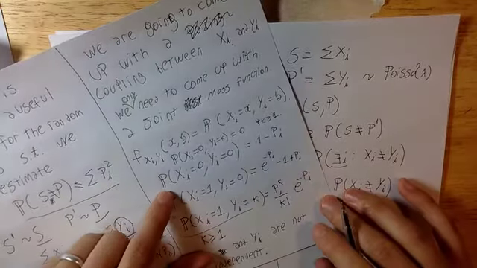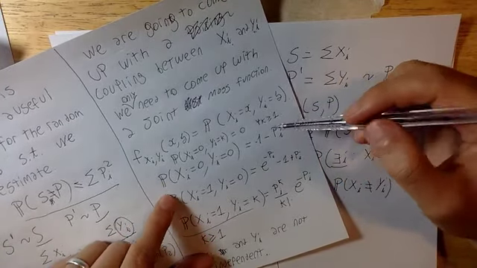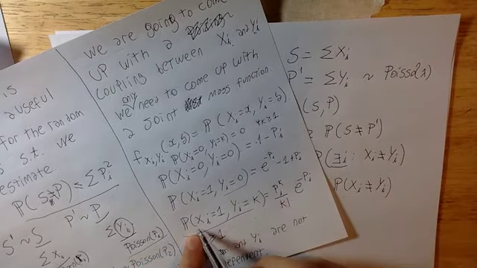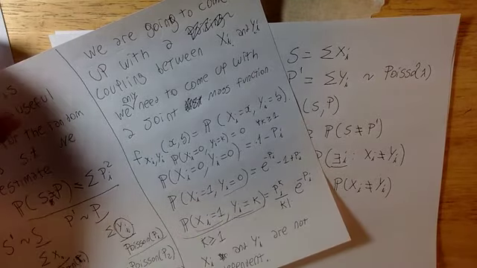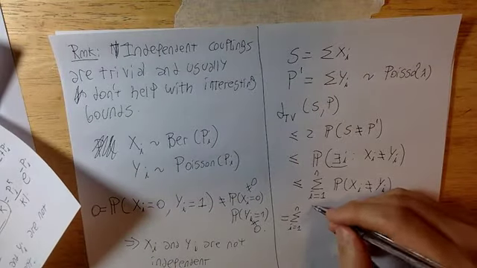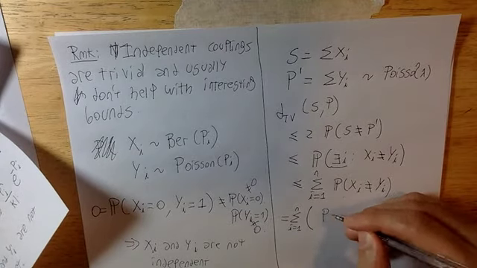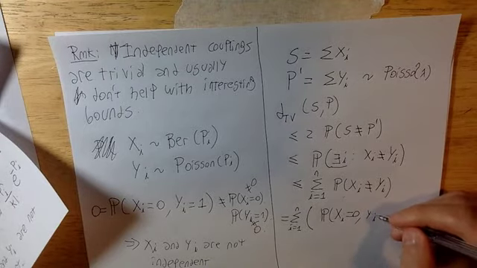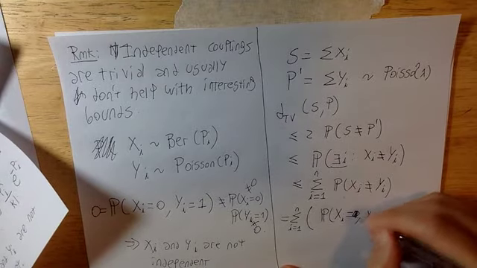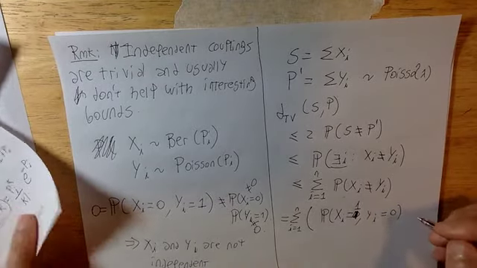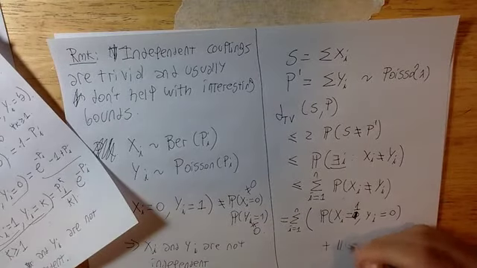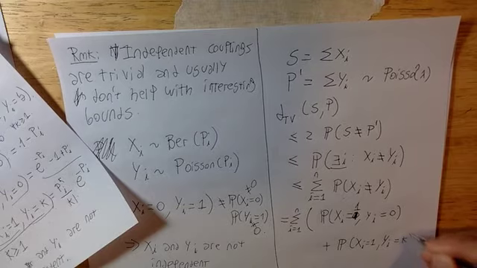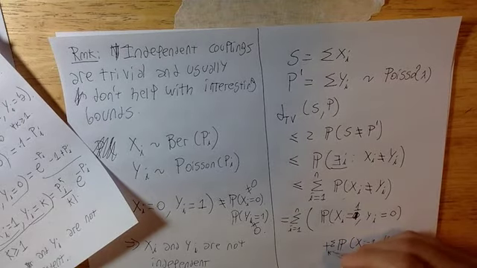Now we come back to this thing here. The probability that xi is different from yi is going to be the probability that xi is equal to 0 and yi bigger or equal than 1, plus the probability that xi is equal to 1 and yi is equal to 0, which is this thing here, plus the probability that xi is equal to 1 and yi is equal to k, summed over k bigger or equal than 2.